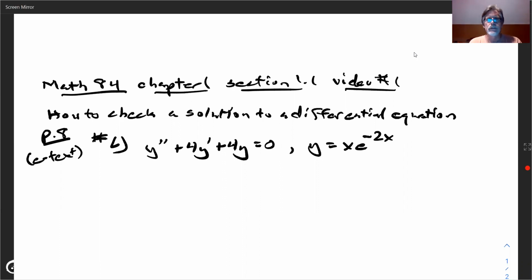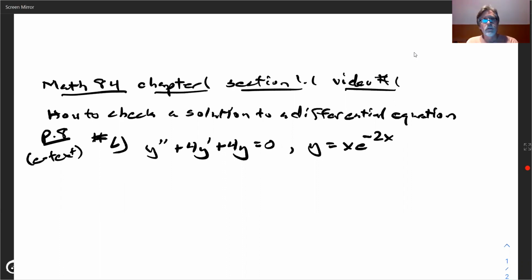This is straight from section 1.1, and I'm going to get right to it. We have several videos in chapter 1 to show you, and this is the first one, so let's get going. All right, so what we're looking at is how to check a solution to a differential equation, which is the very first type of problem you see in the start of our semester.